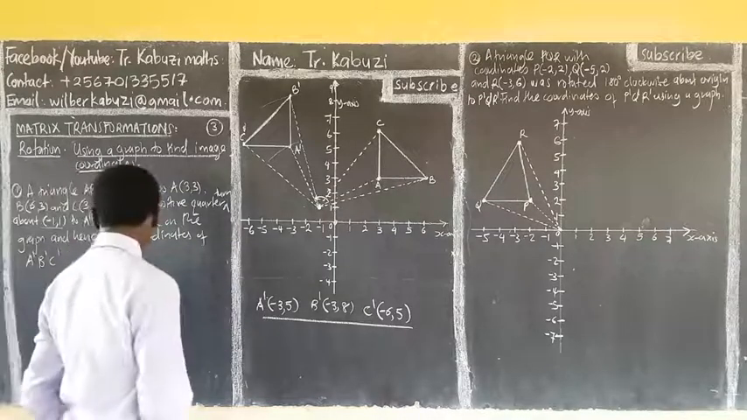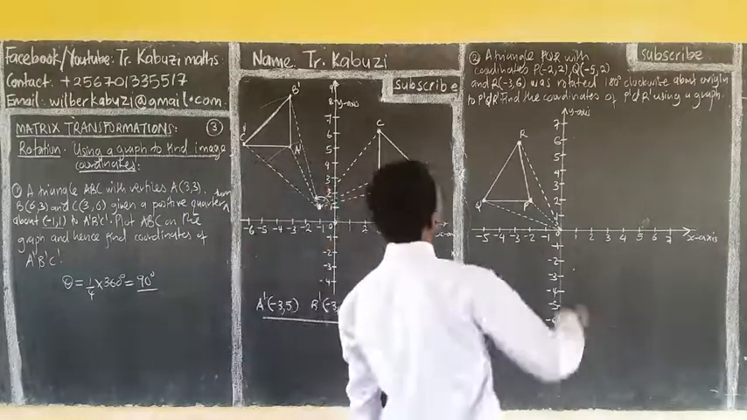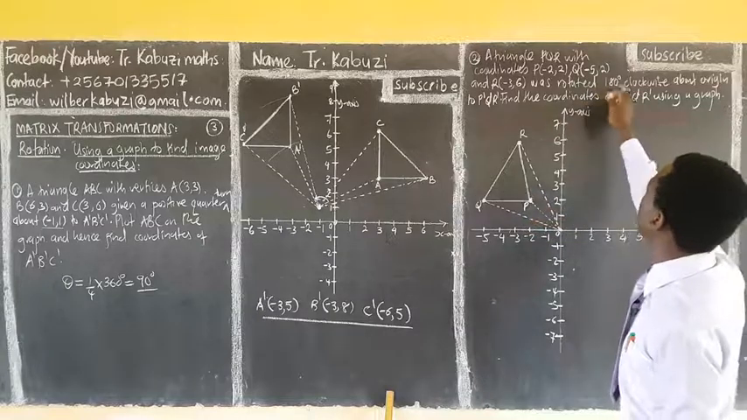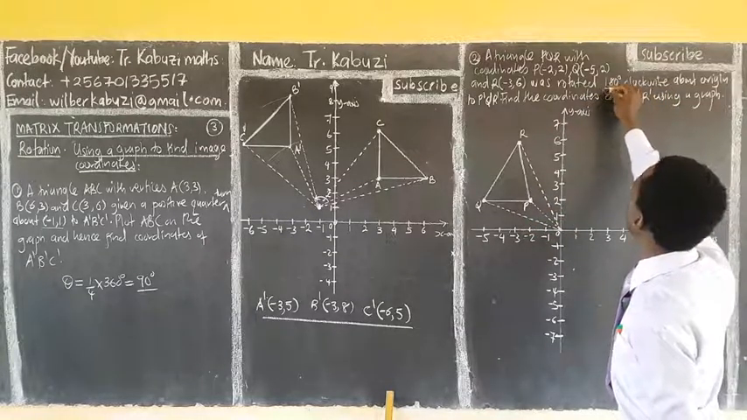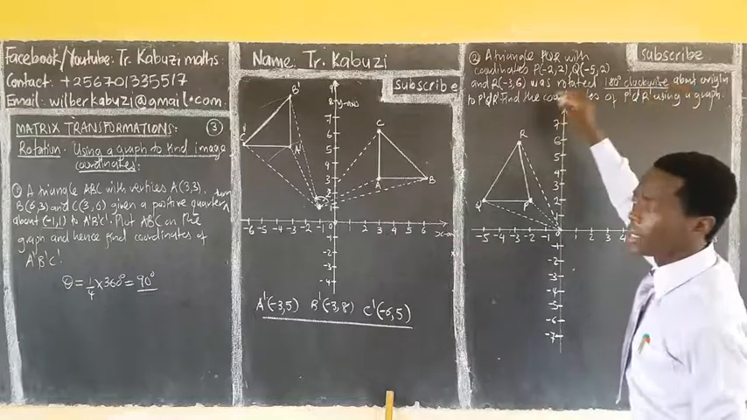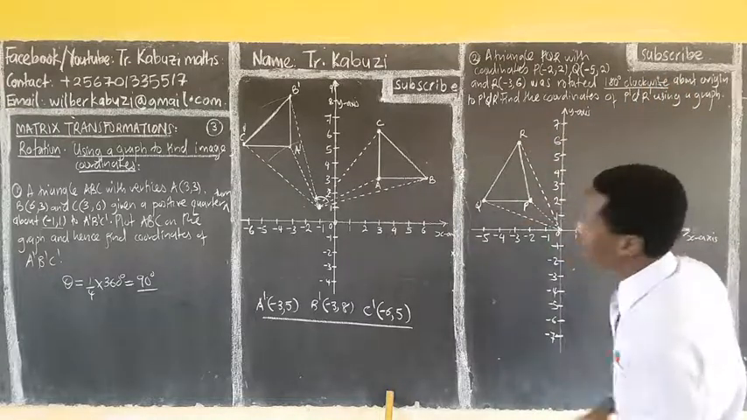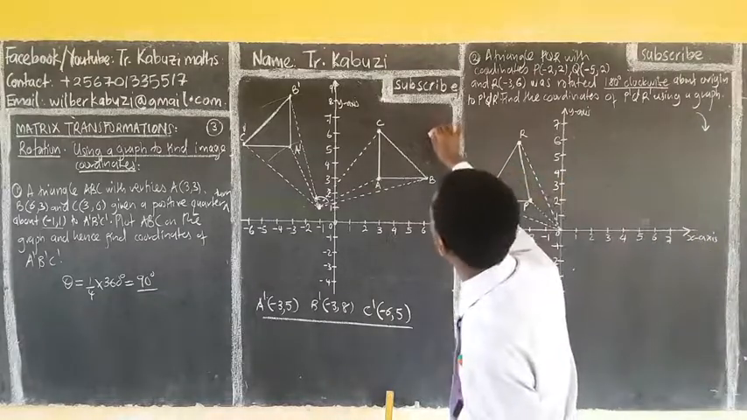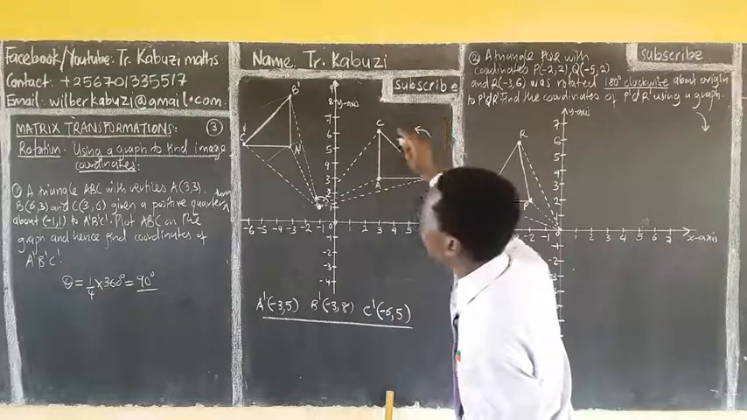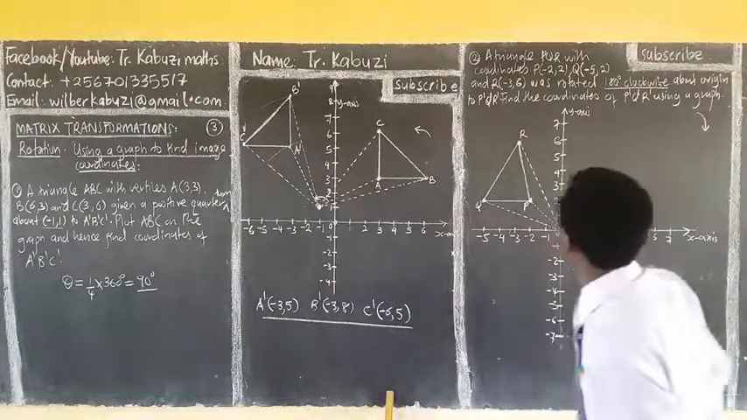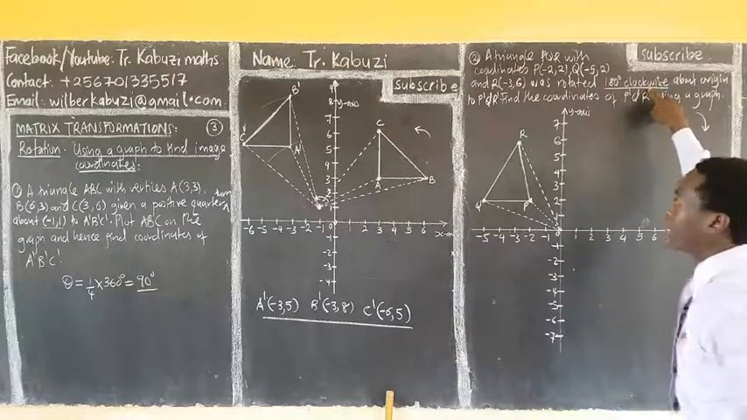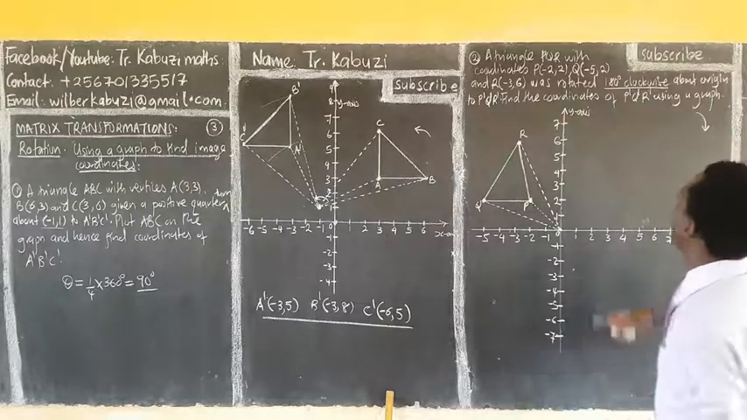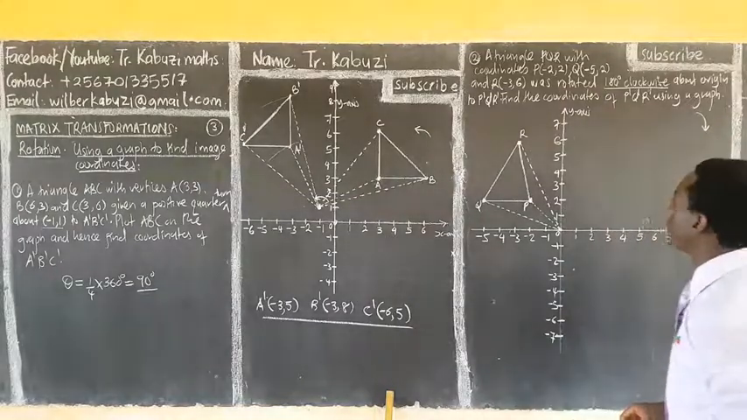Now, when I come to the second, they are giving us triangle PQR with coordinates, rotated through 180 degrees, but you underline this one, clockwise, meaning we are going to go in this direction. In the previous one, our direction was to go this side because it was positive. So this one we are going this way because it is clockwise. This is anti-clockwise or positive. This one is clockwise or negative turn. But the angle is 180 degrees.